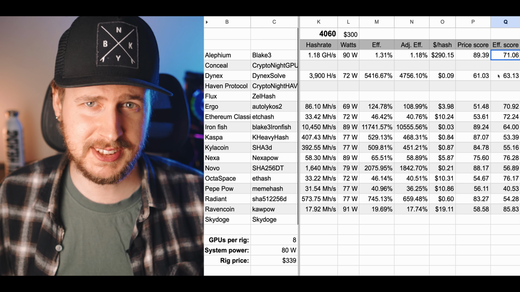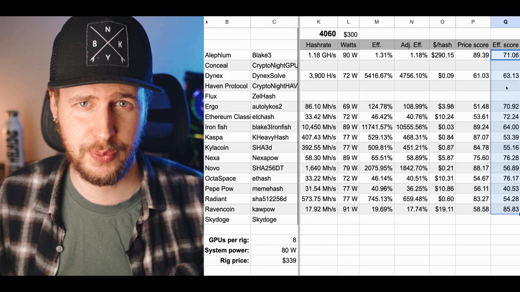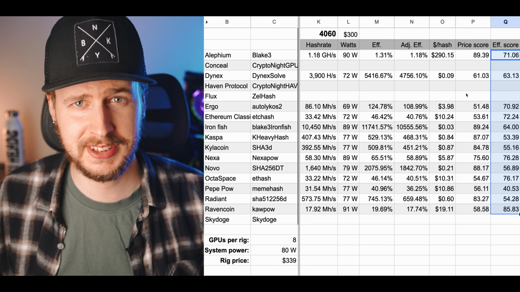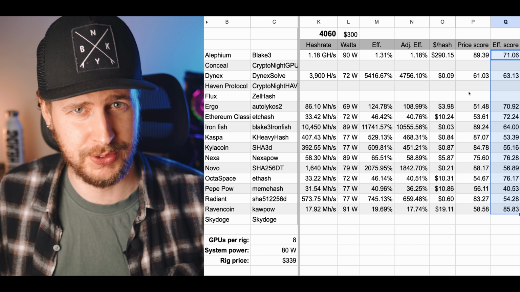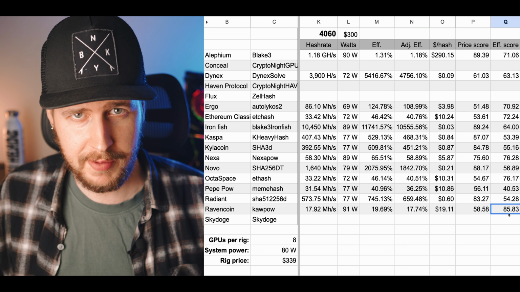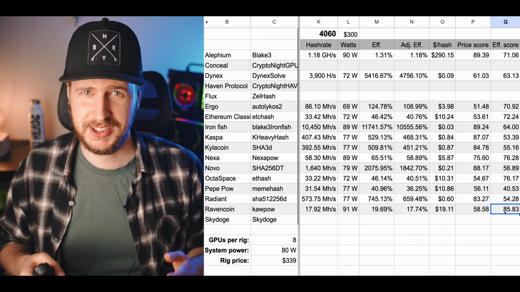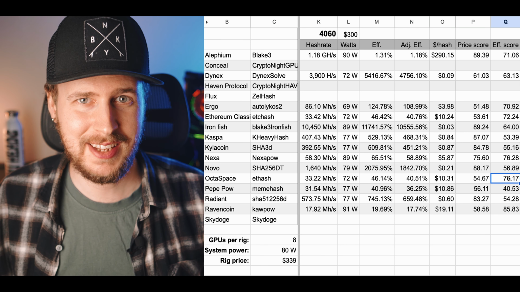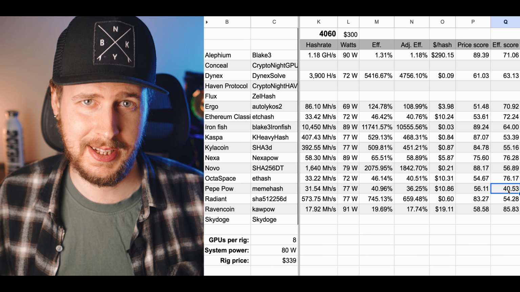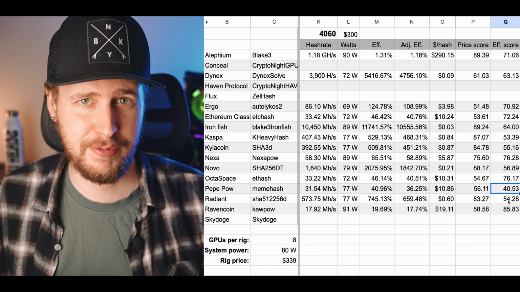The efficiency, however, is really not where we'd want it to be for this GPU, honestly. I guess it's decent on Kawpow, so coins like Ravencoin, Neox, and Clore, but other than that, it never reaches above 76, and even goes as low as 40 on one algorithm, and is commonly in the 50s on many others. So, how does it stack up against the rest of the GPUs? Let's get right into all of that after a quick word from our sponsor.